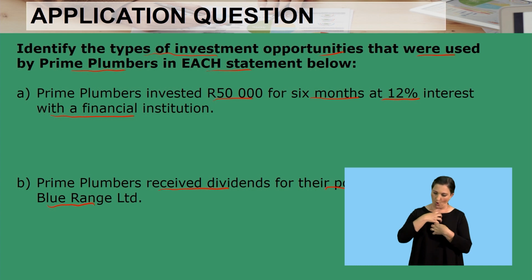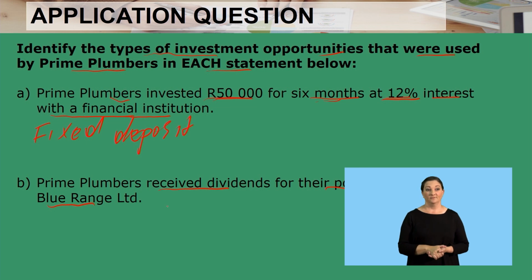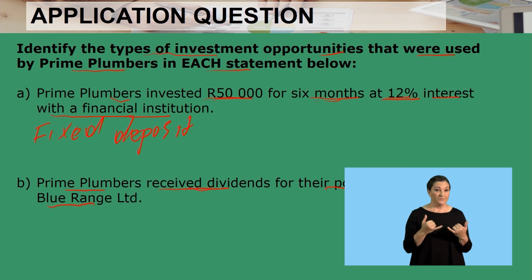Now let us look into our solution. So Prime Plumbers invested 50,000 for 6 months at 12% interest with a financial institution. Now, which form of investment can that be? So this is supposed to be your fixed deposit. This is your fixed deposit. And then when you're looking into statement B, Prime Plumbers received dividends for their portion of ownership in Blue Range Ltd. So this would basically be a form of investment we call shares.